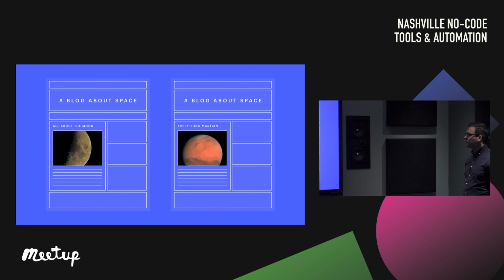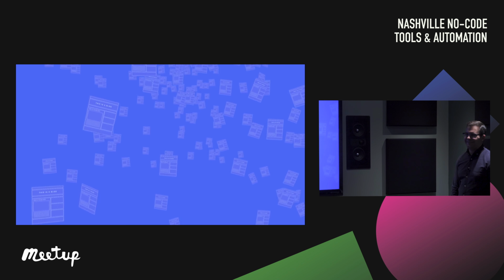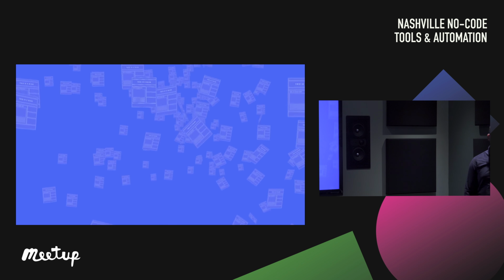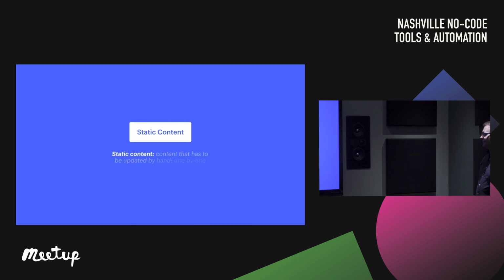But then what happens when we want to change part of our design? We want to add something new on each page. Well, that's fine. We just go back and change it on the other page too. Except that's not how it works, because this project has 400 blog post pages. We've all been here. That's static content. We have to do everything by hand.